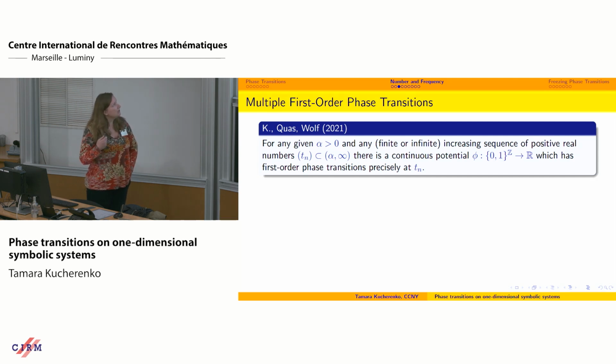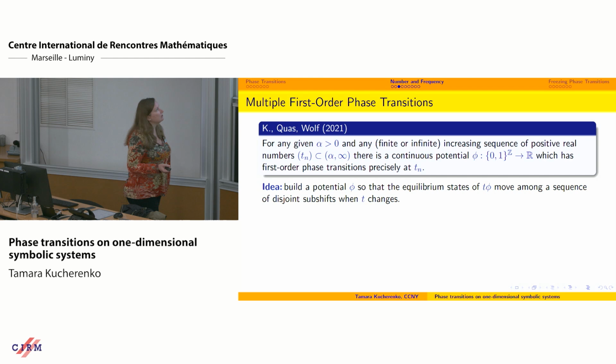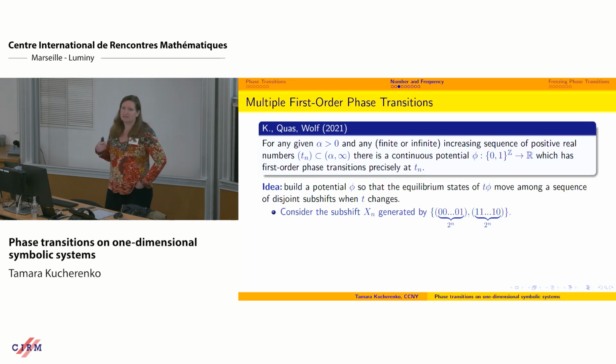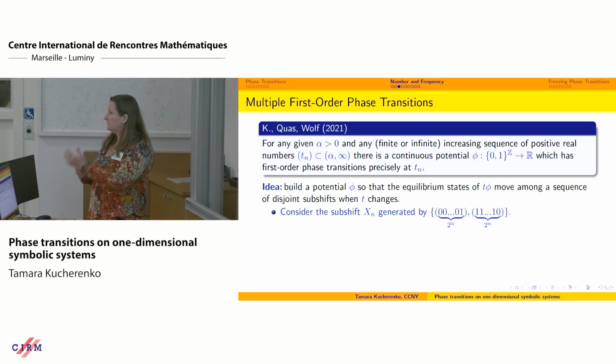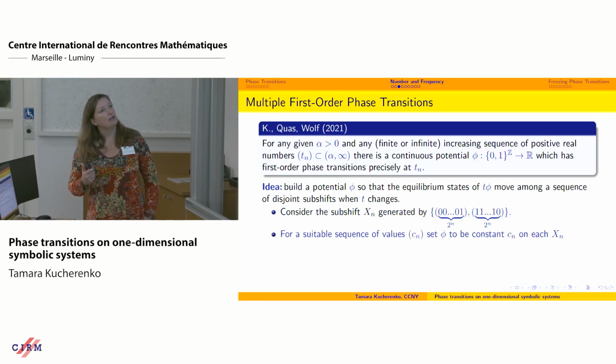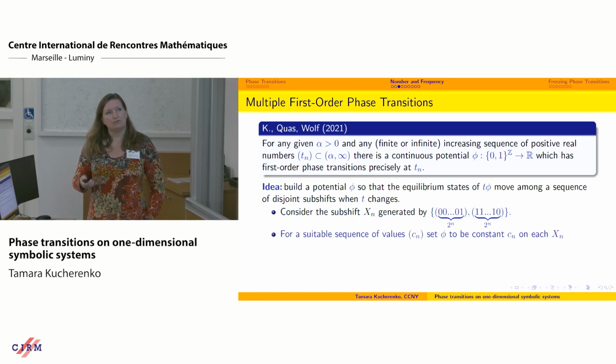So our idea is, okay, here it is. So we wanted to build a potential phi so that its equilibrium states sort of move along a sequence of disjoint subshifts. And the subshifts that we pick are the ones we could control. So those are very simple. They're generated basically by 2 words of length 2 to the n, concatenated freely with each other. So these are simple shifts, and then on each of those, my potential will be a constant. So the equilibrium states at phase transitions that we are looking for would be the measures of maximal entropy on those shifts of finite type.